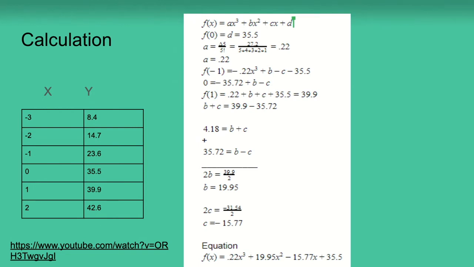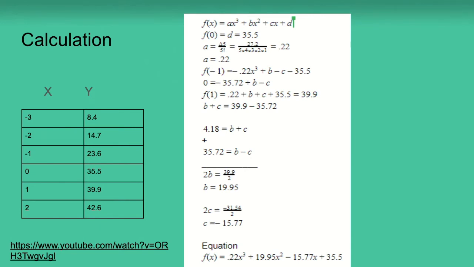So the step I did was 39.9 minus 35.72, which is equal to 4.18, which is equal to b plus c. Plus I got 35.72 equals b minus c, because 0 equals -35.72 plus b minus c. If we switch 35.72 to the other side, it would be positive. So if we add 4.18 equals b plus c and 35.72 equals b minus c, we got 2b equals 39.9, because 4.18 plus 35.72 equals 39.9. Divided by 2, b would equal 19.95.